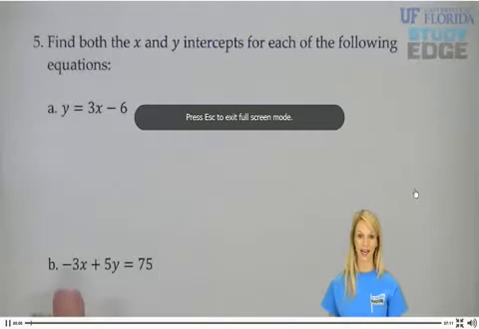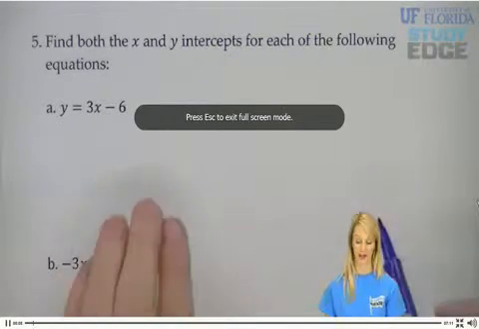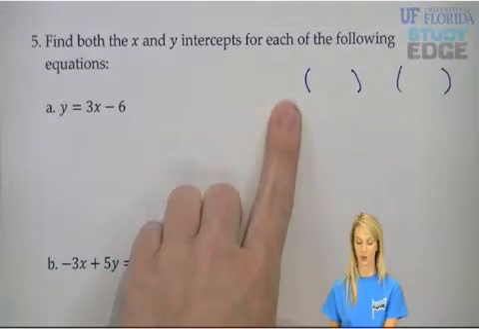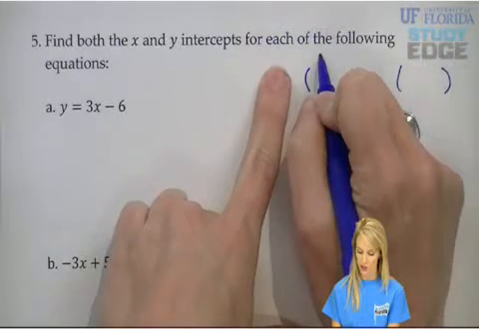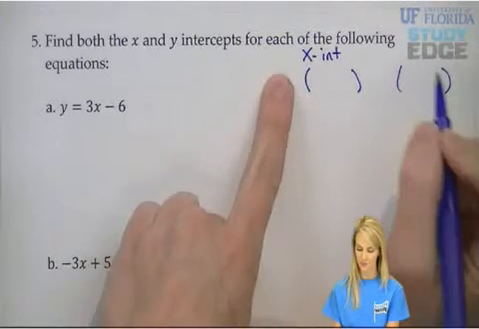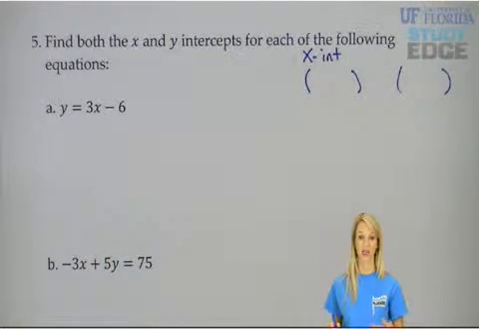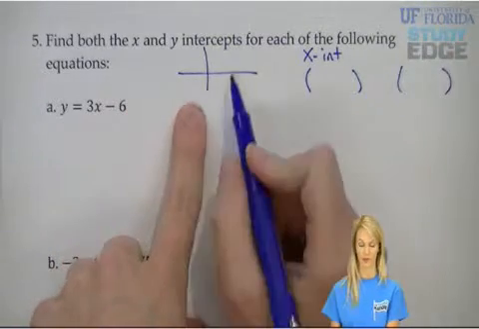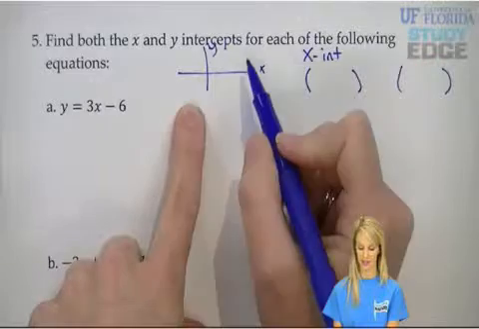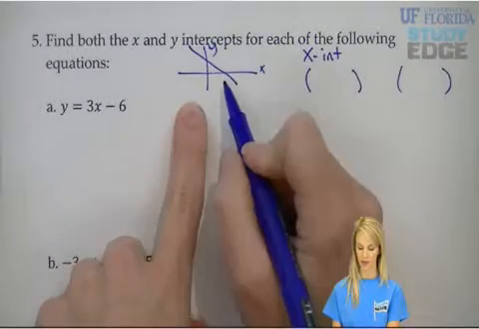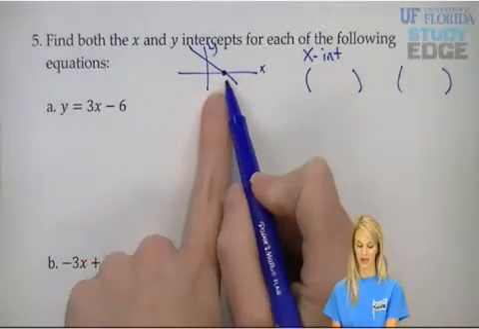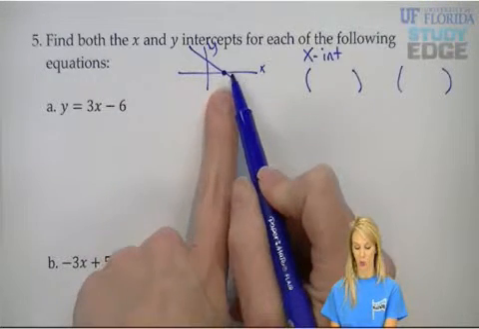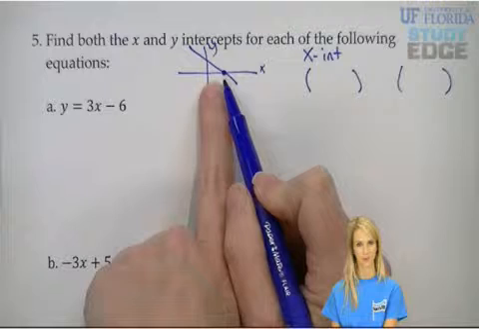And our y-intercept. So we're given an equation. We've got to find where that line crosses your x-axis and where it crosses your y-axis. So your x-intercept is the point where the line crosses your x-axis. So you've got a graph, right? You've got your x-axis and your y-axis. You have a line. This point right here is where the line crosses your x-axis. That is our x-intercept.